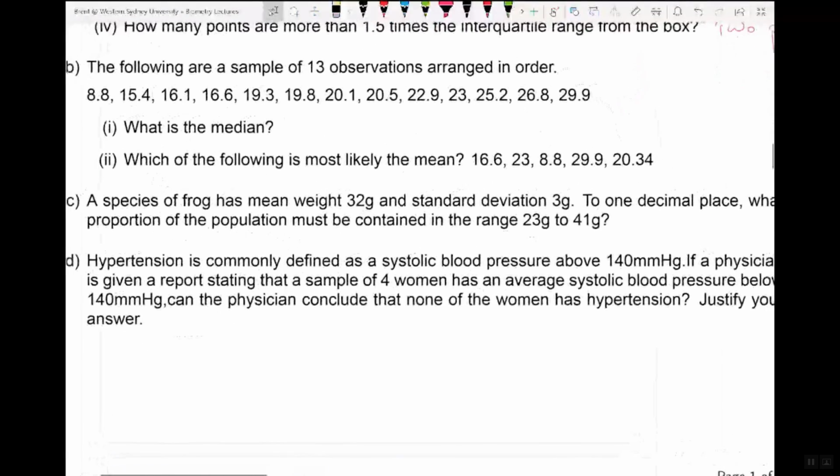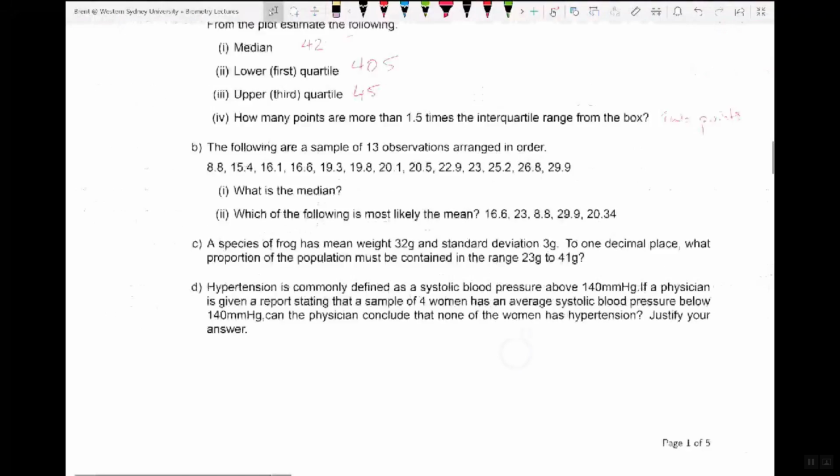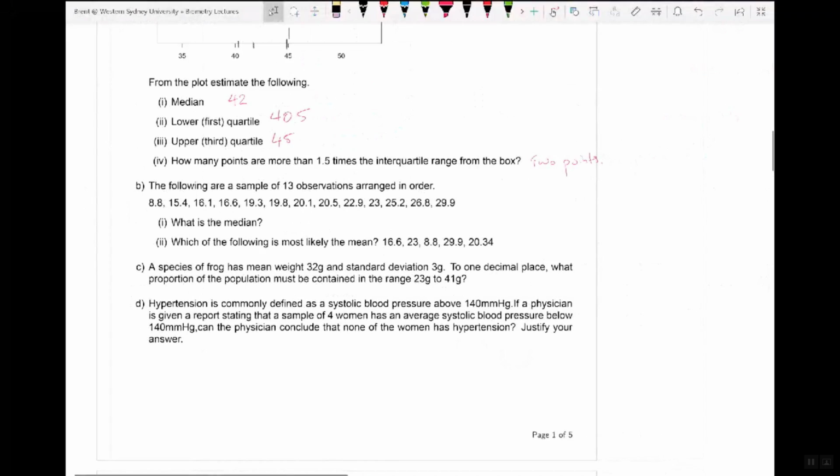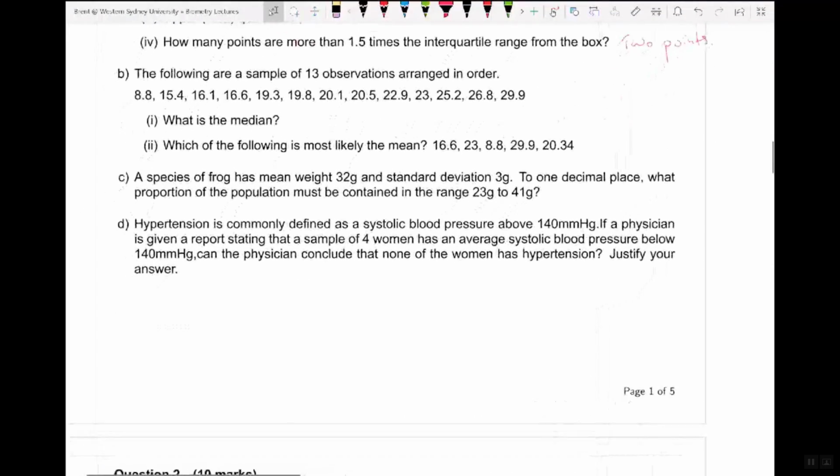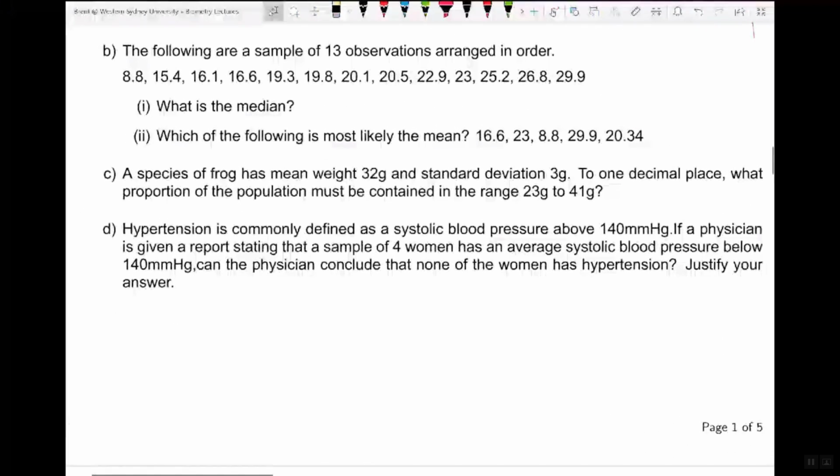Okay, any questions so far? As I said, that's all you have to write. The final exam: 4 questions, 4 subparts of a question done. Very, very simple. All right, so the following are a sample of 13 observations arranged in order.